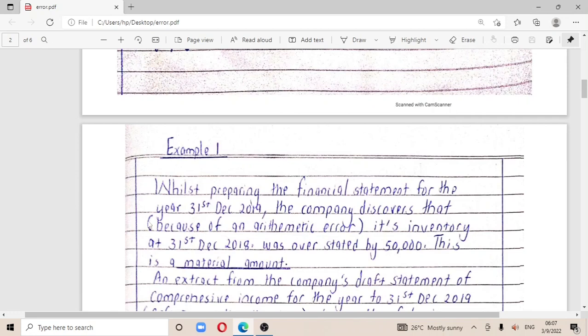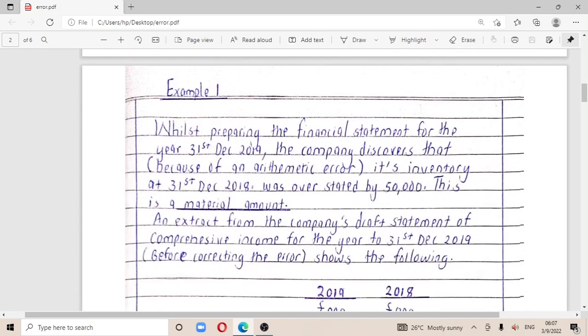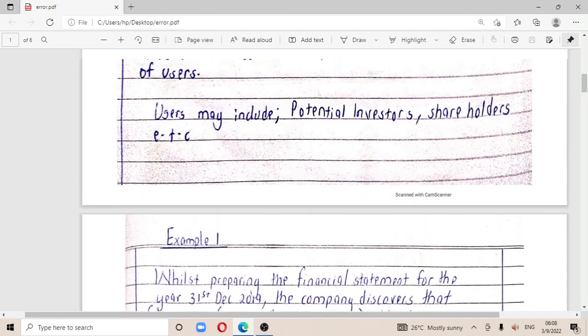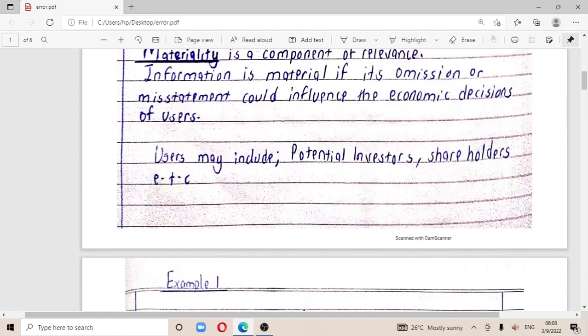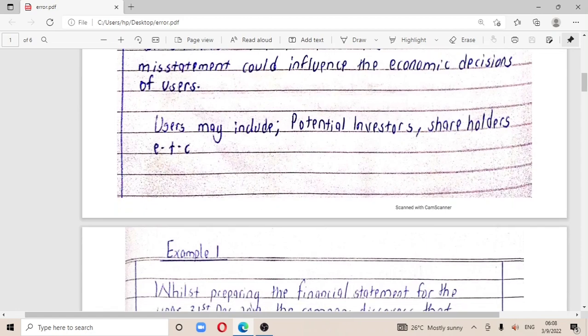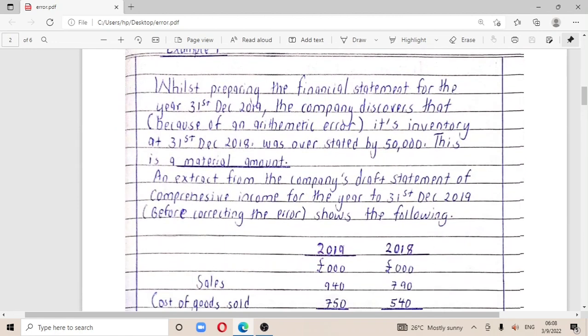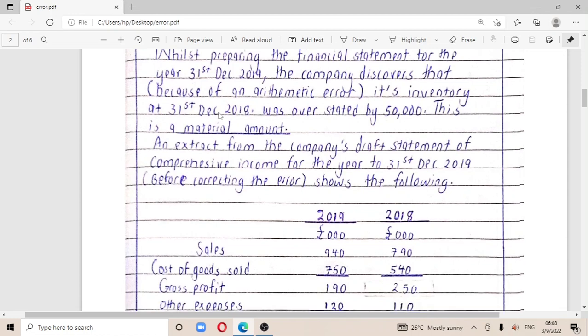So looking at an example here, they're saying while preparing the financial statements for the year to 31st December 2019, the company discovers that because of an arithmetic error, its inventory at 31st December 2018 was overstated by 50,000. This is a material error, and I've already looked at what material means. If the omission or misstatement could influence the economic decision of a user, like it can make the investor change his or her mind about whether to invest in a company or not, that is what I'm trying to mean here. This is a material amount.